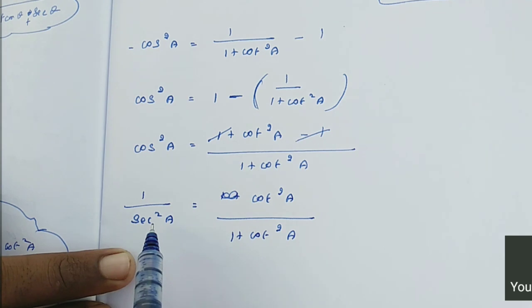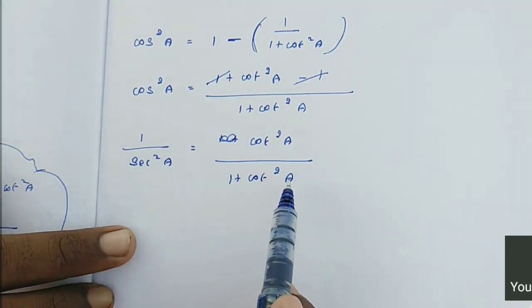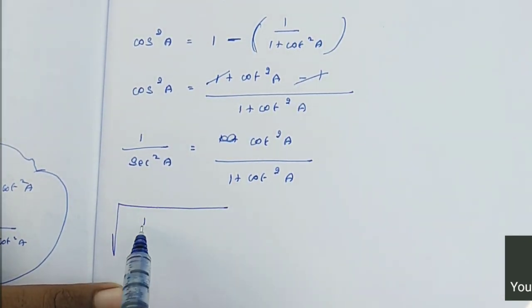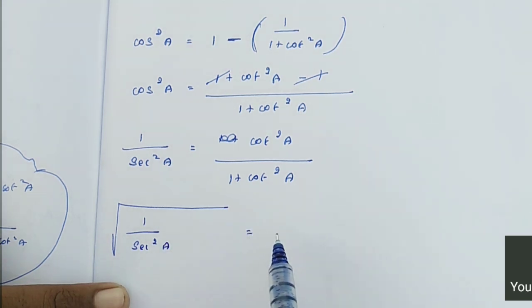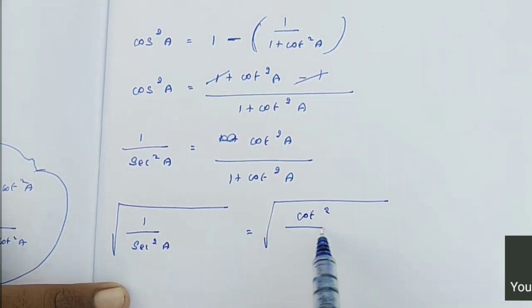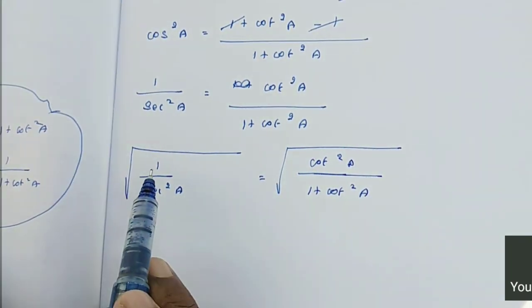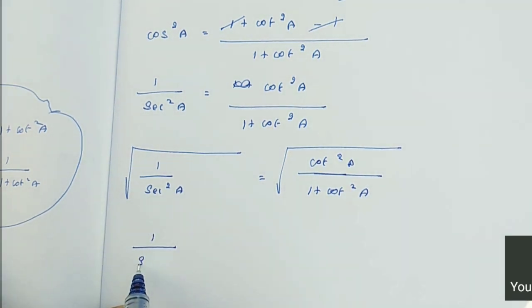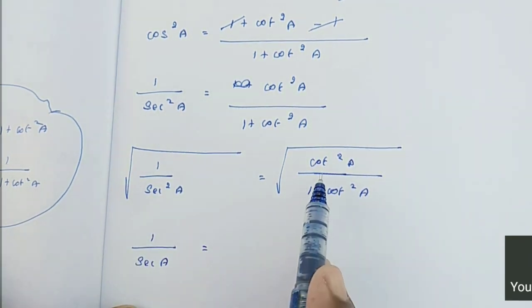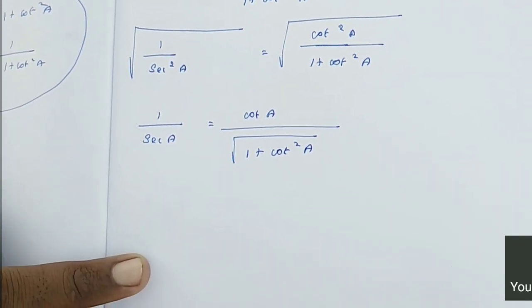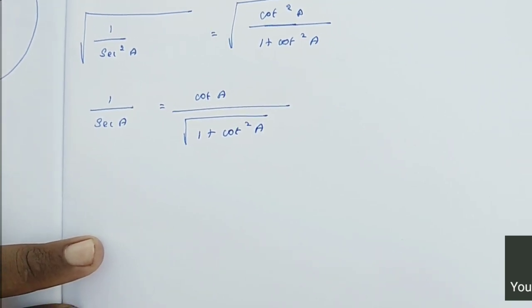Okay. Now in both the sides you should take a root. Clear? Both sides you can take the root. Root of 1 by secant squared a equal to root of cot squared a by 1 plus cot squared a. Clear? Now root of 1 is 1, root of secant squared is secant. Here cot squared a root is cot a. Here alone we should not take a root because of the addition. So 1 plus cot squared a. Are you clear?